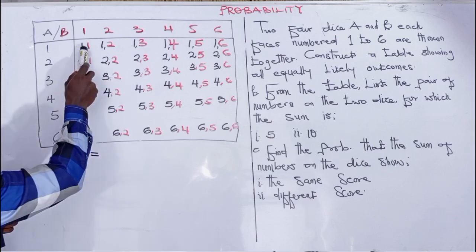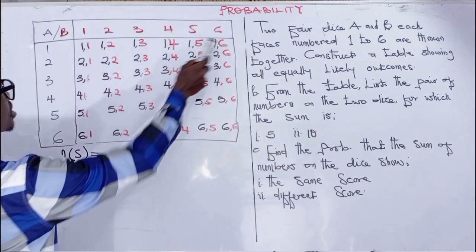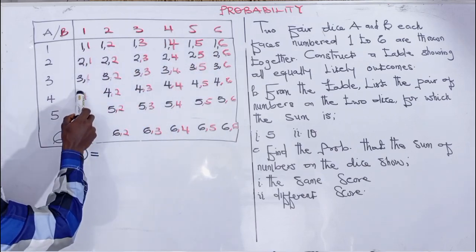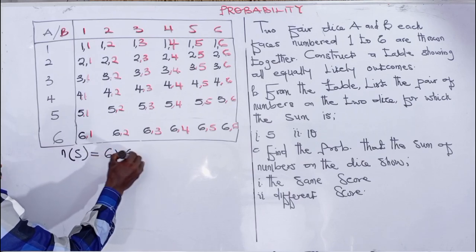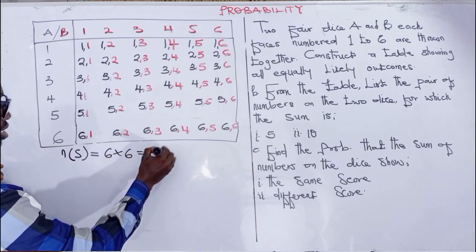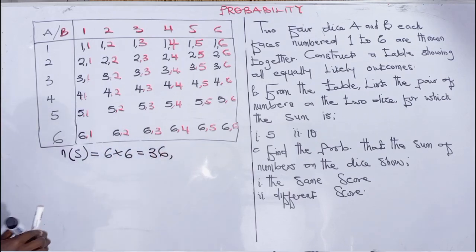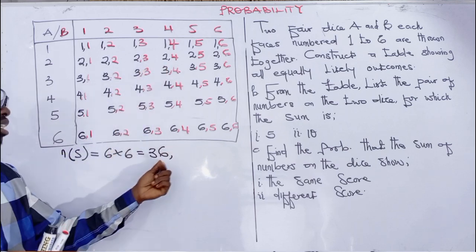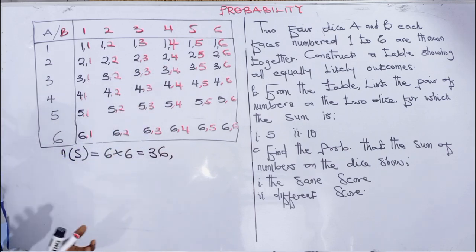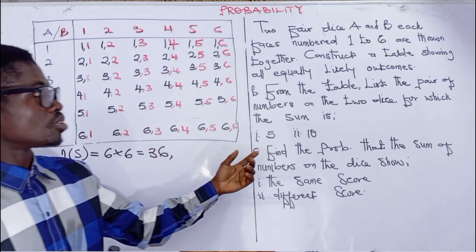So we have 1, 2, 3, 4, 5, 6. 1, 2, 3, 4, 5, 6. 6 times 6. So we have 6 times 6. That gives us what? 36. So it means that the total number of outcomes in this sample space is what? 36. Now once you know this, we can move on to B.